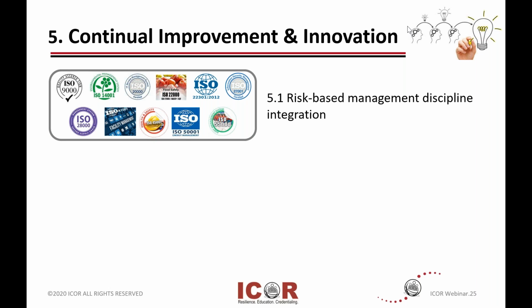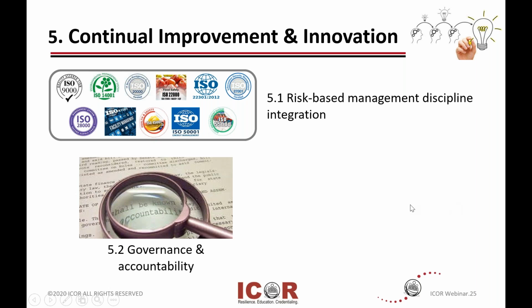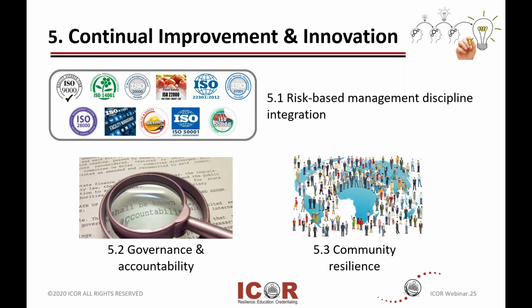Just to finish up with the fifth dimension, this is where we're looking at risk-based management discipline integration. So we've got all these people in your organization managing risk. We need to be managing risk like the idea of enterprise risk management or operational resilience, looking at how we can manage risk across the organization and trying to unsilo things as much as we can. And then looking at the overall governance and accountability as it relates to continuous improvement and innovation.